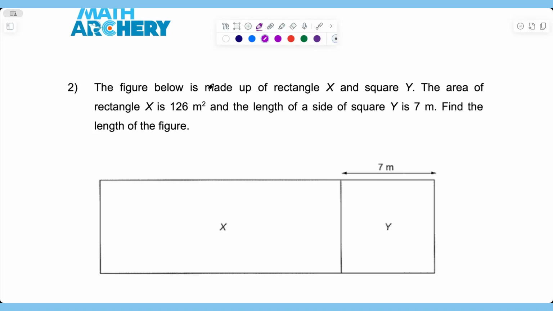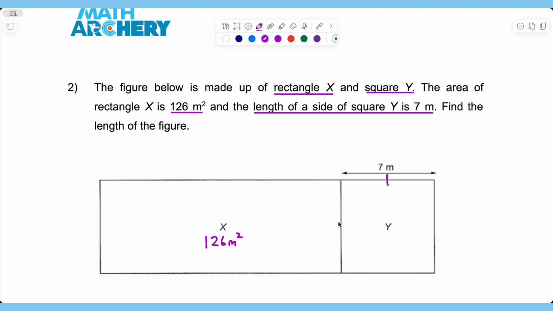Question 2. The figure below is made up of rectangle X and square Y. The area of rectangle X is 126 meters squared. The area means the space inside the rectangle. The length of a side of square Y is 7 meters. So this is 7 meters.